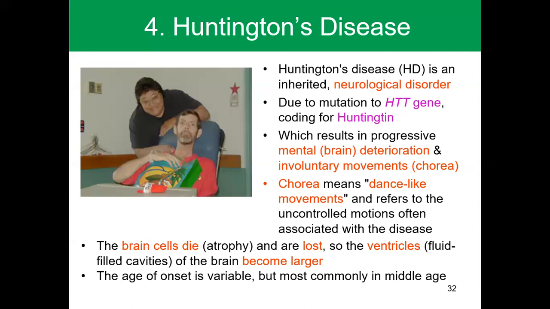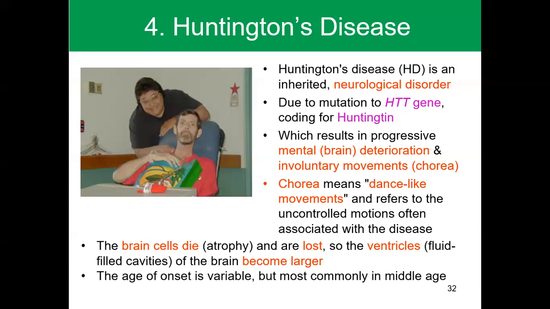Atrophy means death of the cell. So the brain cells die and are lost. So the ventricles, the fluid-filled cavity in the center of the brain, become larger and larger. So this is a symptom of this disease. The age of onset is variable, but most commonly in middle age.